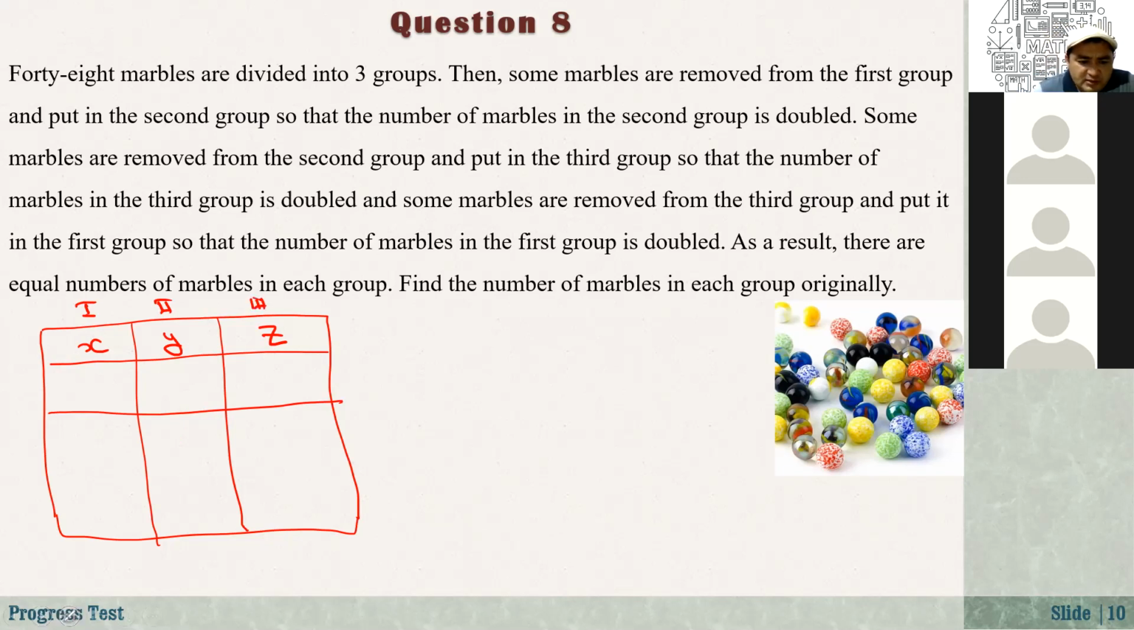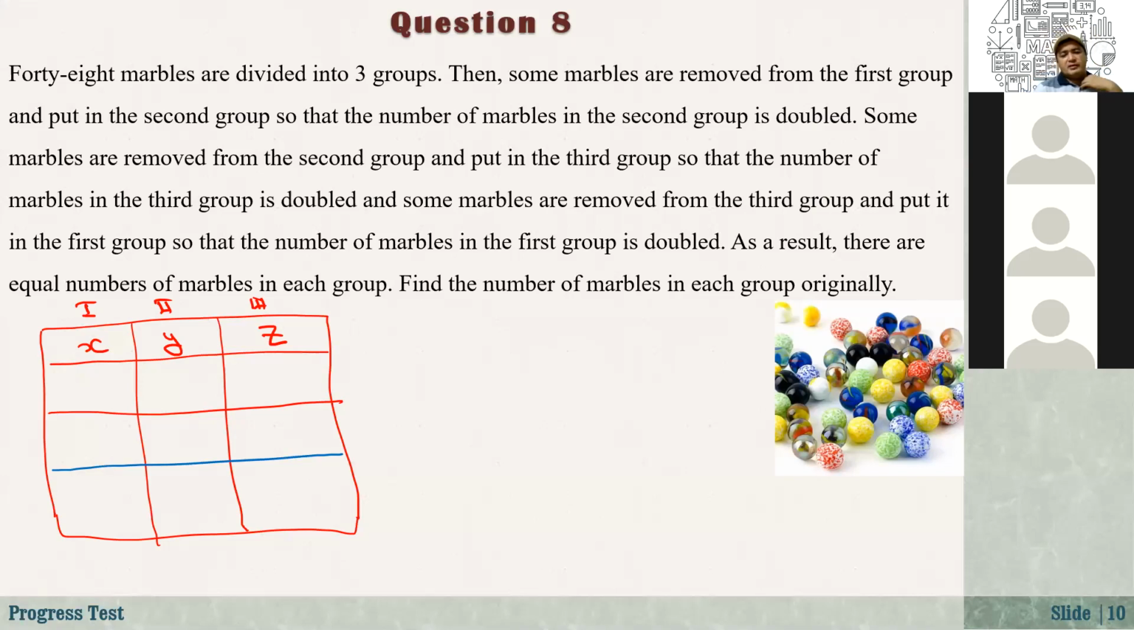So the first group is the first column, this is the second group, and this one is the third group. Okay, first let's just read this. Some marbles are removed from the second group and put in the third group so that the number of marbles in the third group is doubled. So now we are talking about the second step. And some marbles are removed from the third group and put in the first group so that the number of marbles in the first group is doubled. As a result, there are equal numbers of marbles in each group. Find the number of marbles in each group originally.